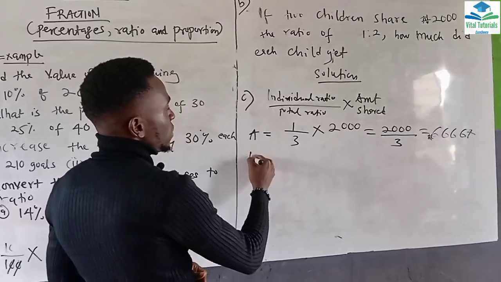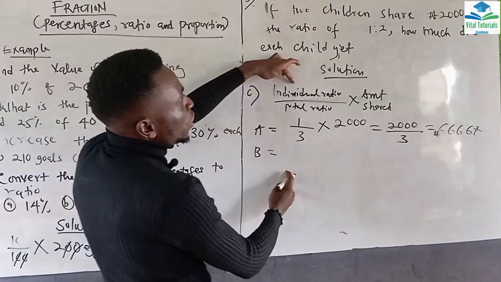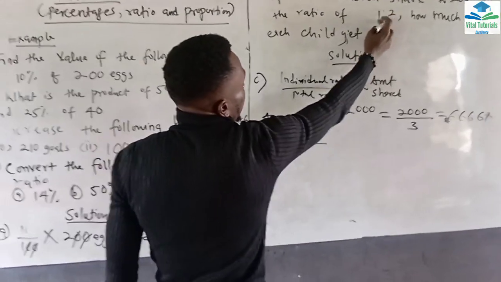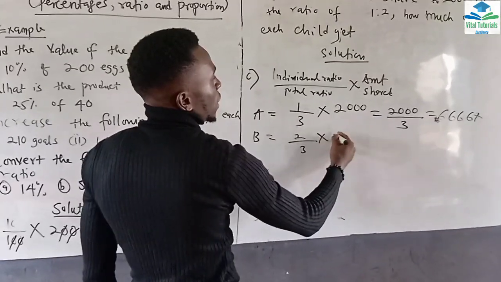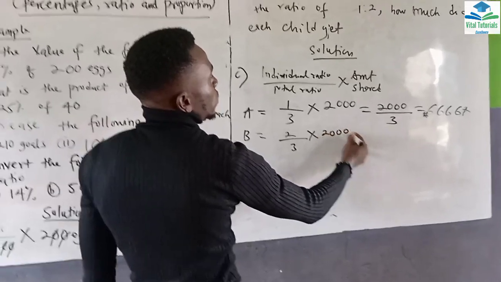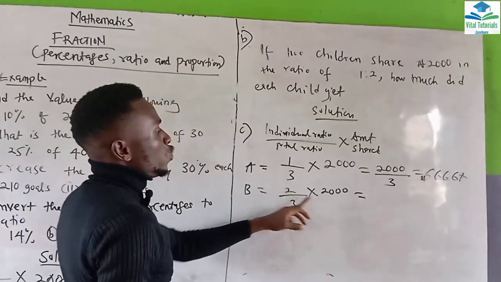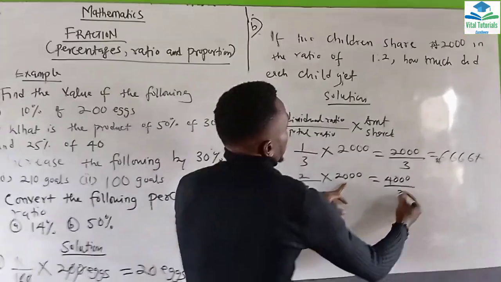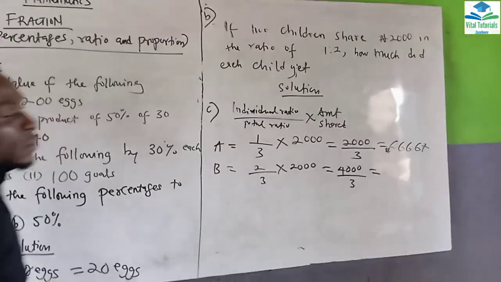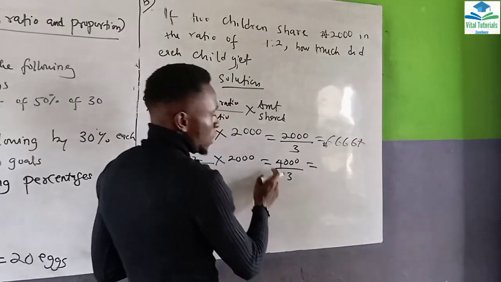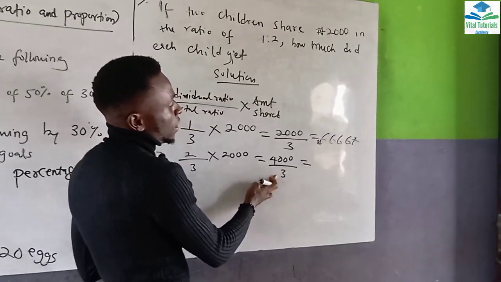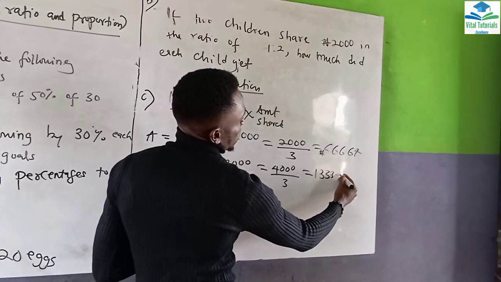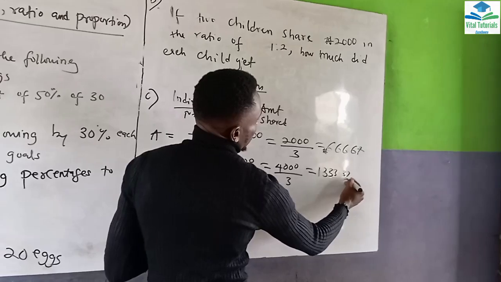Alright. Now the second person, which is child B, you are able to say individual ratio. That person's ratio was 2. 2 over total ratio. That means you add 1 plus 2, which will give you 3 times 2,000. Now this is going to be 2 times this 2,000 to give you 4,000 over 3. Now if you say 4,000 divided by 3, it is going to give you 1333.33, approximately.